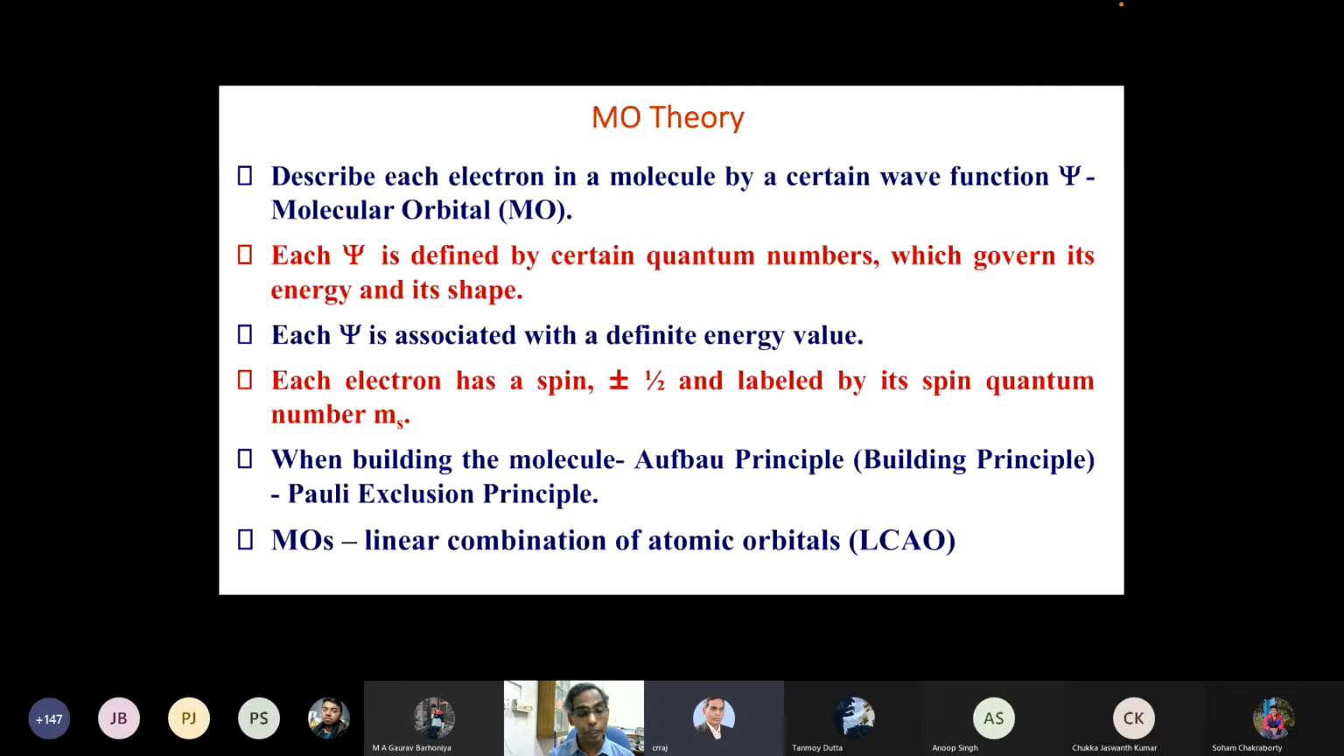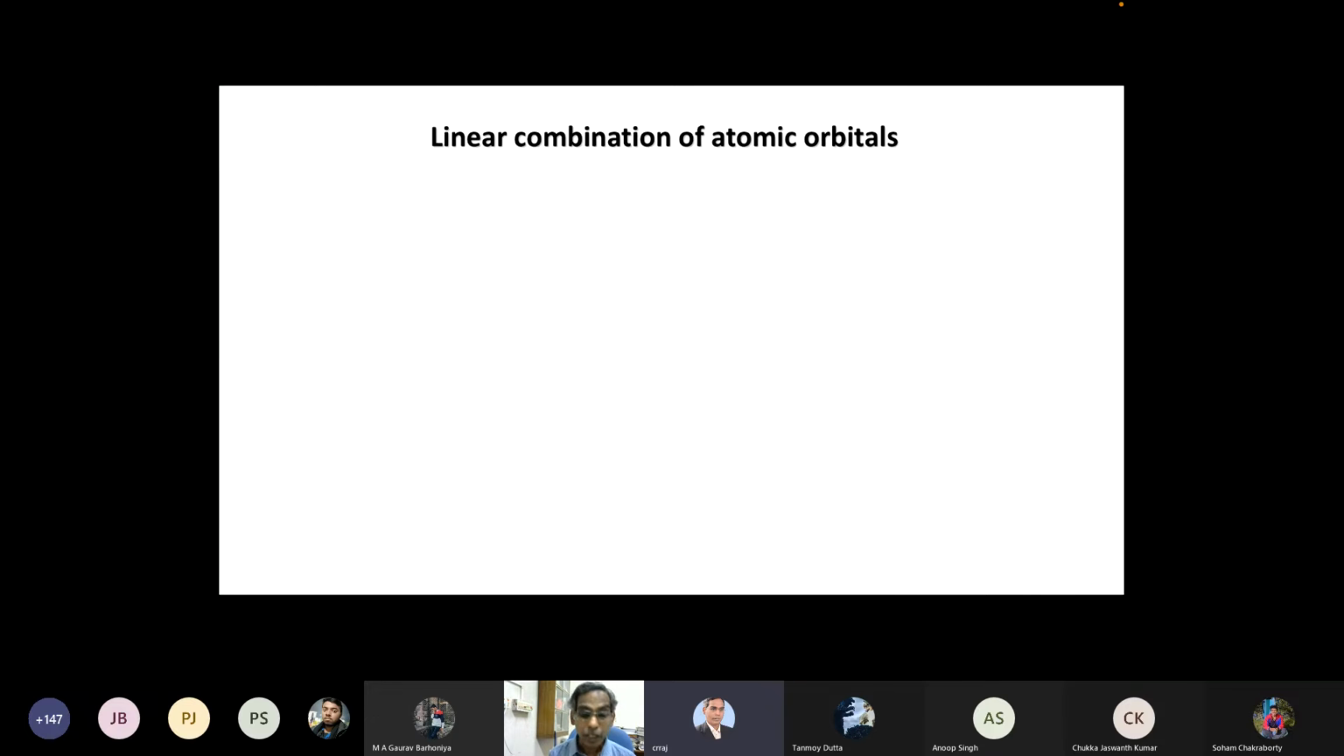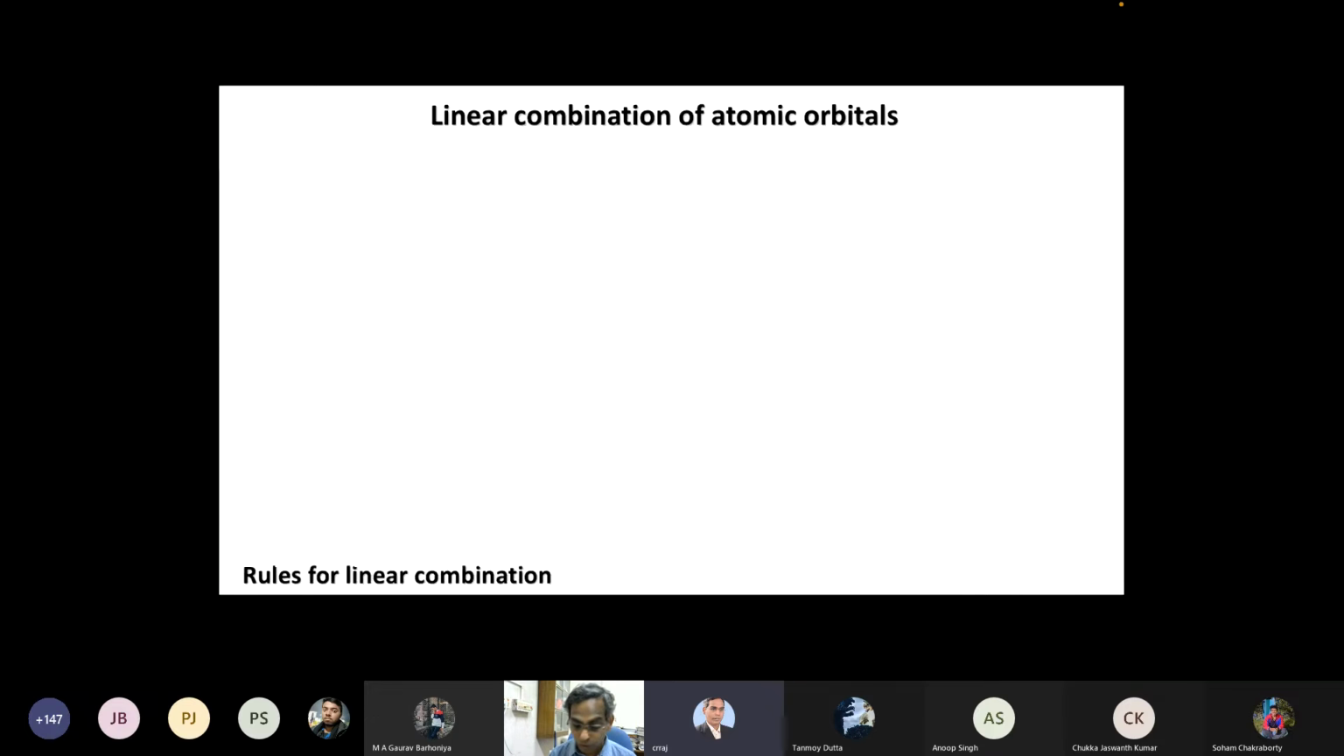Then we need to fill up the electrons in the MO diagram according to two principles, the Aufbau principle and the Pauli exclusion principle. Keep this in mind. The wave function psi, all this we are not going to study; it is beyond your syllabus. What you remember is the linear combination of atomic orbitals. So what do I actually mean by linear combination of atomic orbitals?